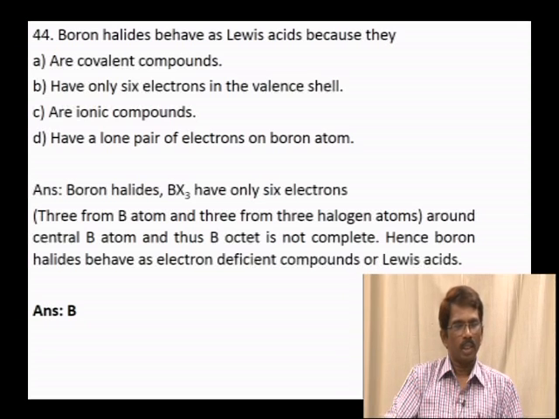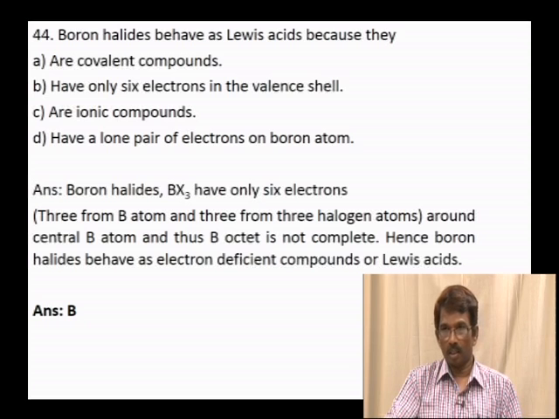Question 44. The boron halides behave as Lewis acids because option A, they are covalent compounds. Option B, have only 6 electrons in the valence shell. Option C, they are ionic compounds. Option D, have a lone pair of electrons on boron atoms.